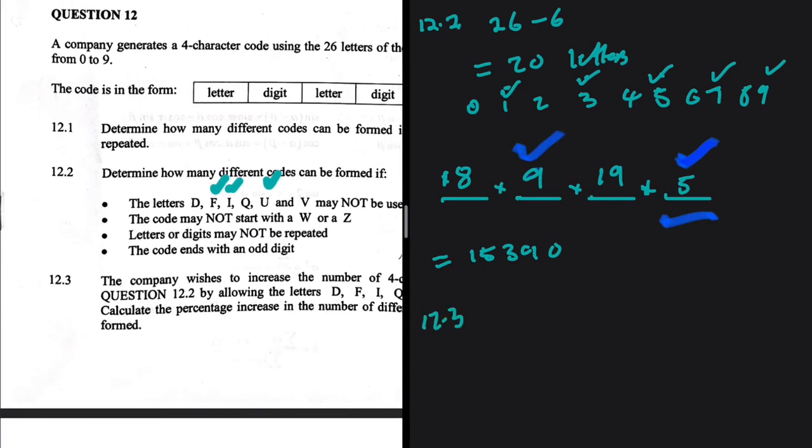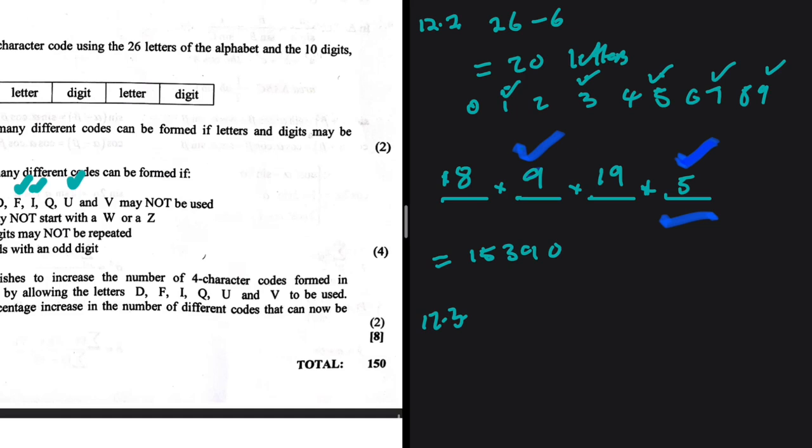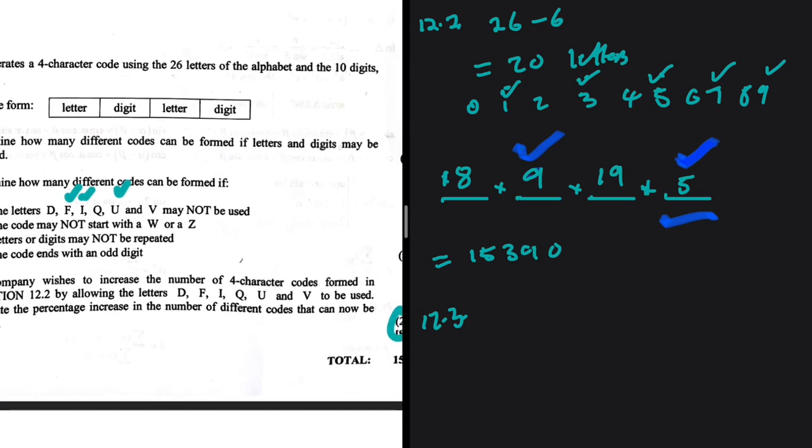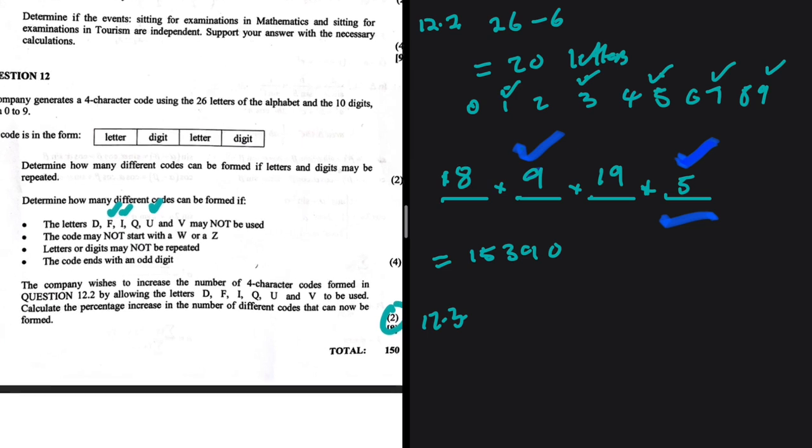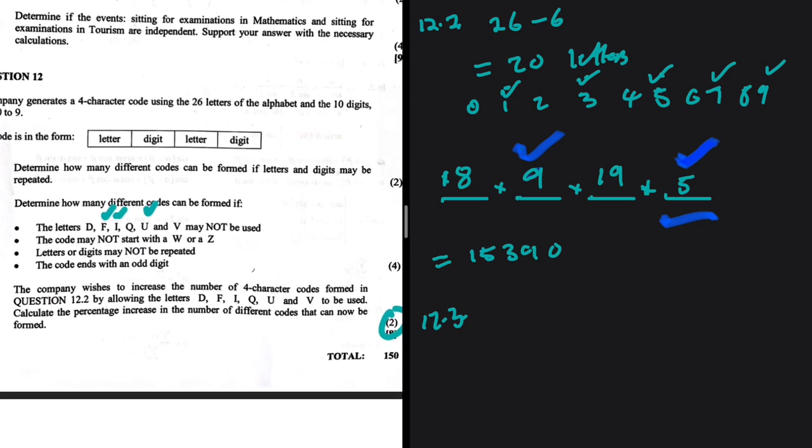Let's take a look at 12.3. 12.3 is just out of 2 marks. So I want you guys to let me know in the comments how did you answer this question? Calculate the percentage increase in the number of different codes that can now be formed. Right. So how did you answer this question? What is your solution? Can you write it down in the comments? I'd like to see what your answer is. There we go.